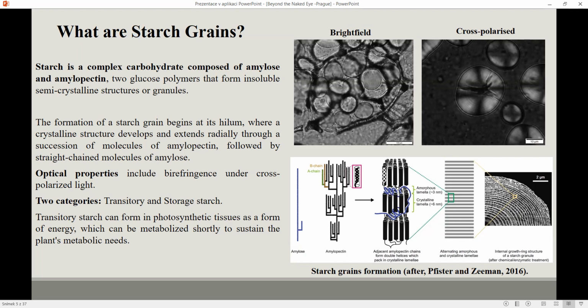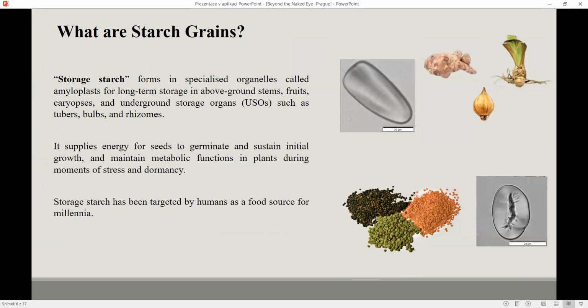The transitory starch forms in photosynthetic tissues as a form of energy that can be used right away by the plants or later during the day to sustain metabolic functions in the plants. And then we have storage starch, which is the one that we are interested in.